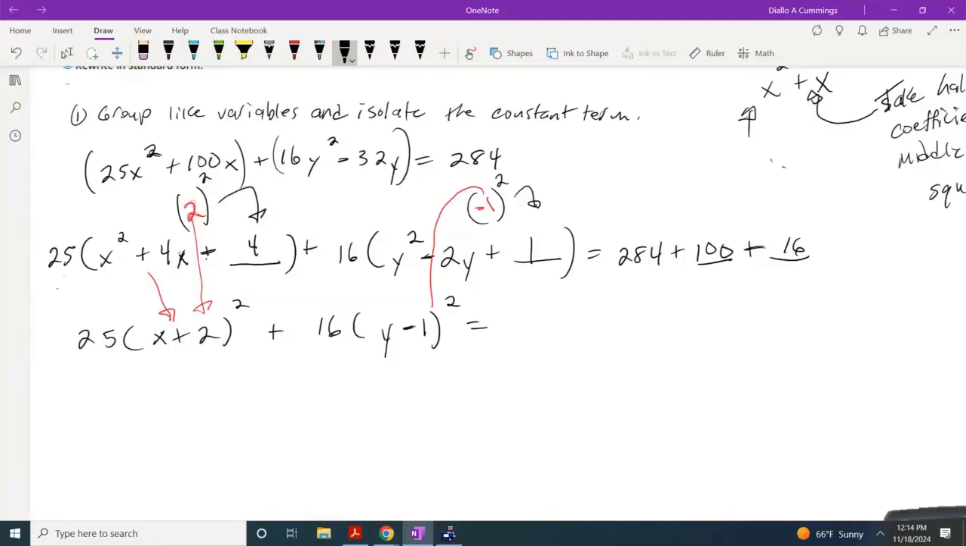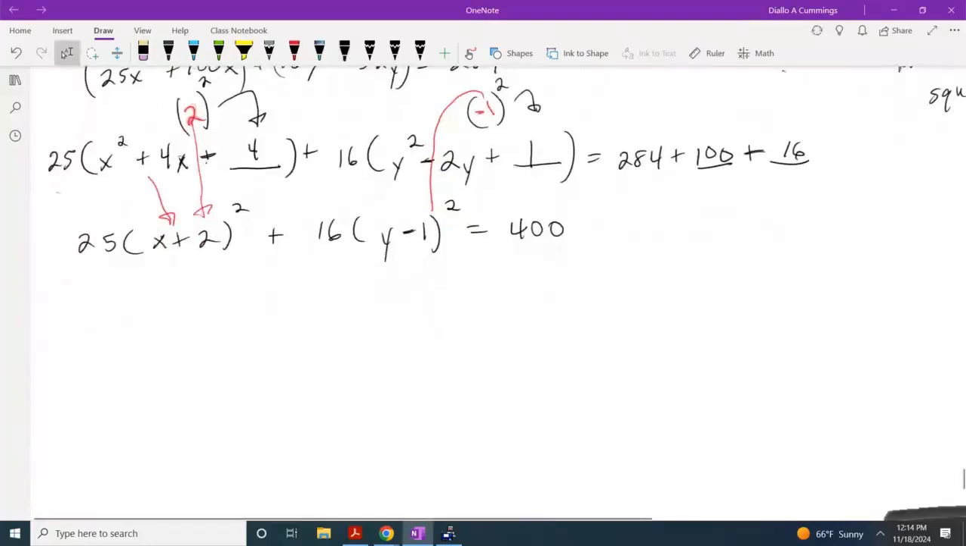That's equal to 284 plus 100 plus 16. I believe that's 400, right? Yeah, 284 plus 16 is 300, plus 100 is 400. So now how would I put it in standard form? Well, the ellipse has to be set equal to 1, right? So I can make this right-hand side equal to 1 by dividing by 400. Whatever I do to one side, I do the same thing to the other side. So I'm going to divide everything by 400.